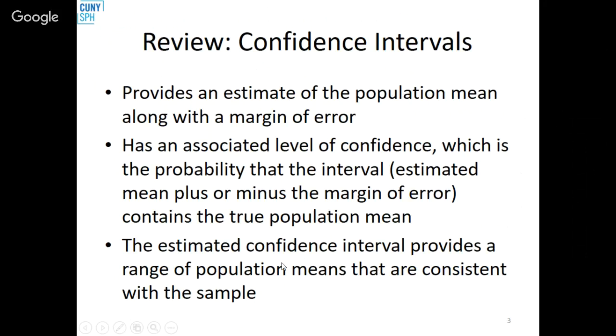And another way to think of it is that this estimated confidence interval provides a range of population means that are consistent with your sample. As you perform repeated sampling, the mean of your sample will vary with random sampling variation, and this confidence interval contains that uncertainty in the sample mean due to the sampling error, as we understand from the sampling distribution, and provides an interval where your sampling error is consistent with a range of population means.